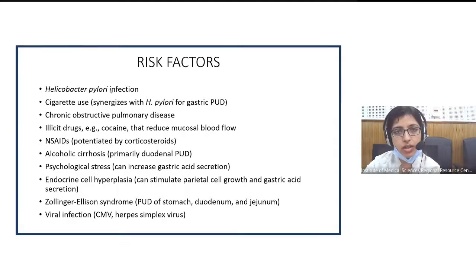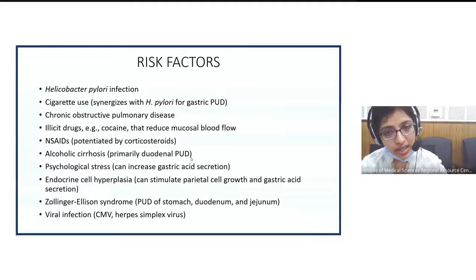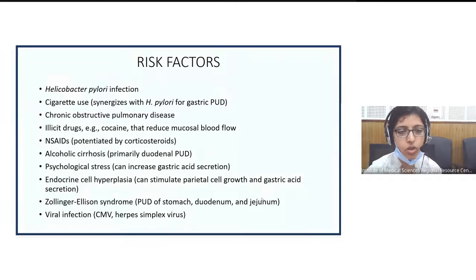Amongst the risk factors of peptic ulcer disease, apart from Helicobacter pylori infection, again, chronic smokers, chronic obstructive pulmonary disease, and use of drugs like cocaine that reduce the mucosal blood flow predispose the patient to develop peptic ulcer disease. Alcoholic cirrhosis primarily results in duodenal peptic ulcer disease. Then stress, by increasing gastric acid secretion, is also a risk factor. Endocrine cell hyperplasia can stimulate parietal cell growth and increase acid secretion and result in peptic ulcer disease. Zollinger-Ellison syndrome is also a risk factor, again by a similar mechanism. And then certain viral infections can also result in development of peptic ulcer disease.